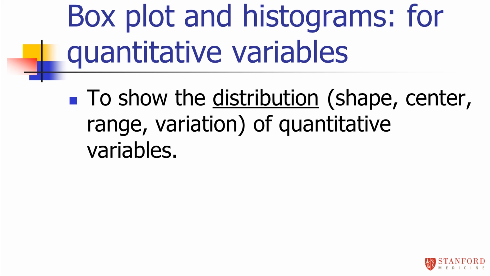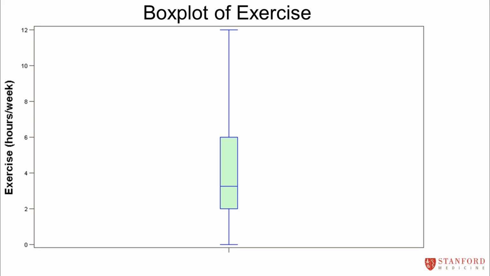For quantitative variables, we're often going to use a box plot or a histogram. Again, this is to show the shape, center, and range of variation of that quantitative variable. So we're going to start with a box plot here. So here's the box plot for exercise. I asked the students to report how many hours of moderate to intense exercise they do every week. And you can see that my Stanford students were doing pretty well on exercise. Most of them are getting a decent amount of exercise weekly.